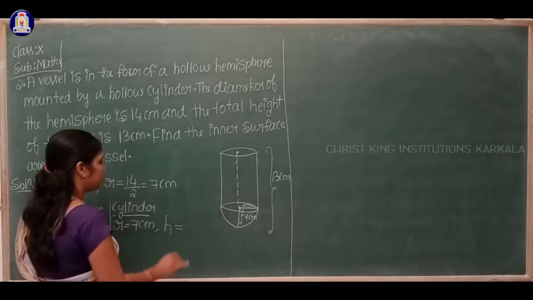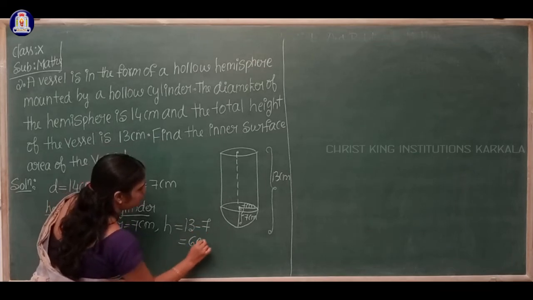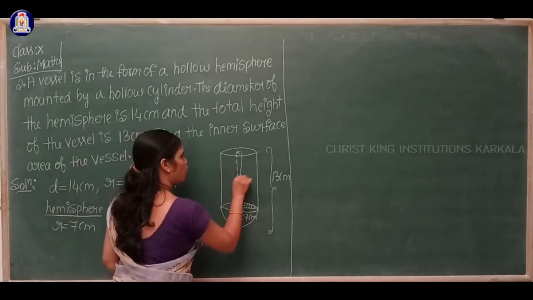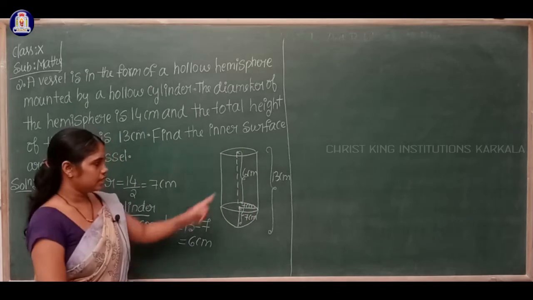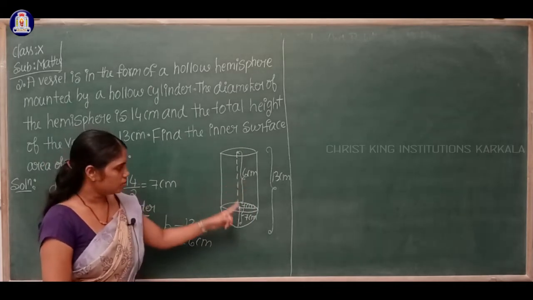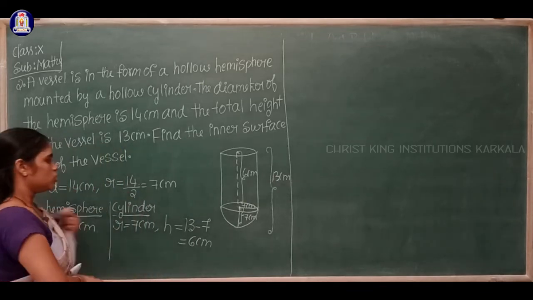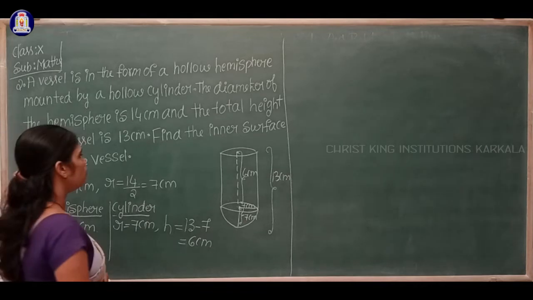See, 13 minus 7 will be equal to 6 centimeter. So therefore, what is the height of the cylinder? The height of the cylinder is 6 centimeter. 6 plus 7 equals 13 centimeter, isn't it? So, the height of the cylinder is 6 centimeter. Now, what is my question?